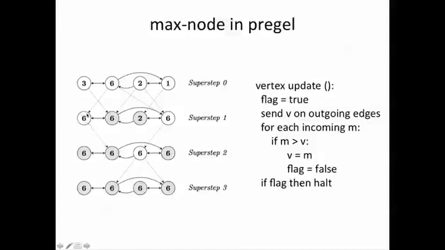So 1 sends its value to 6, and 6 does nothing with it. 6 sends its value to 2, which now wakes up because it was halted, but it got an incoming message, so it wakes up in the next super step and checks that yes, it did get a new value, so it becomes 6, and then it sends its value out to its outgoing edges, which doesn't do anything over there. So at the end, all the vertices are halted. The computation ends, and as you can see, all the vertices have the maximum value 6.